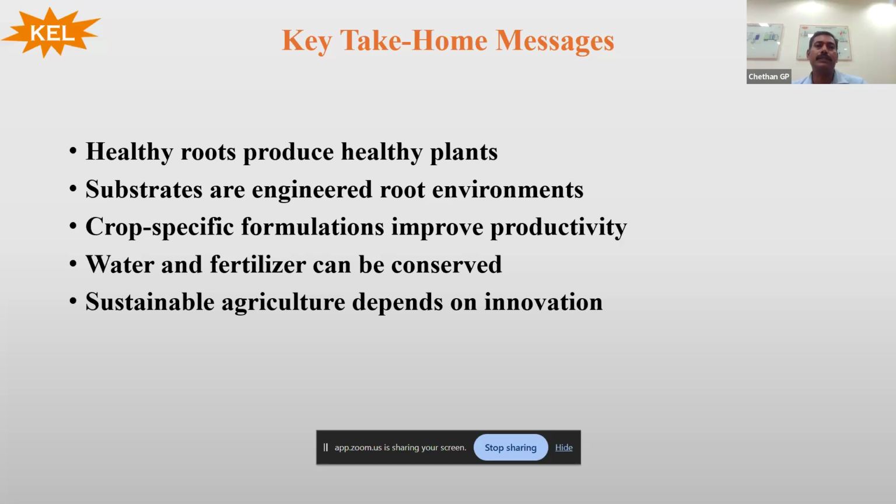Efficient irrigation and fertigation conserve valuable resources while improving profitability. Most importantly, soilless substrate technology enables agriculture to become more sustainable without compromising productivity.